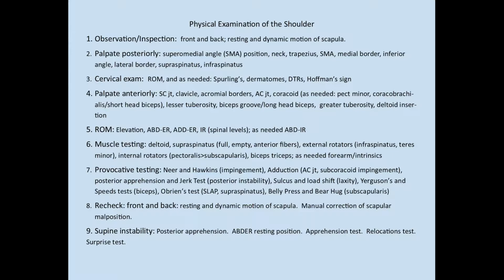Next is adduction with external rotation. And finally, I use internal rotation among spinal levels. L4 is the iliac crest. I estimate from there. When I am suspicious of a posterior capsule contracture, then I measure abduction with internal rotation. Muscle testing is performed next.